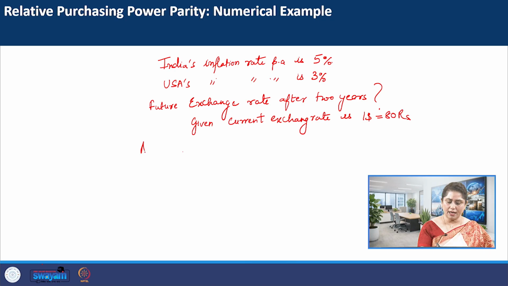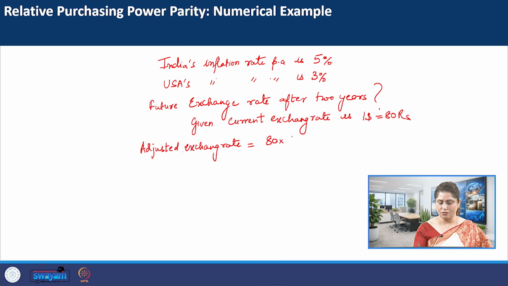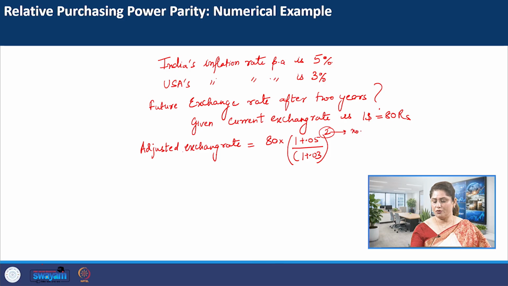Now, the adjusted exchange rate can be calculated as 80 into (1 plus 0.05) upon (1 plus 0.03) to the power 2. This 2 represents the number of years. So, the answer comes out to be 83.10 rupees per dollar.